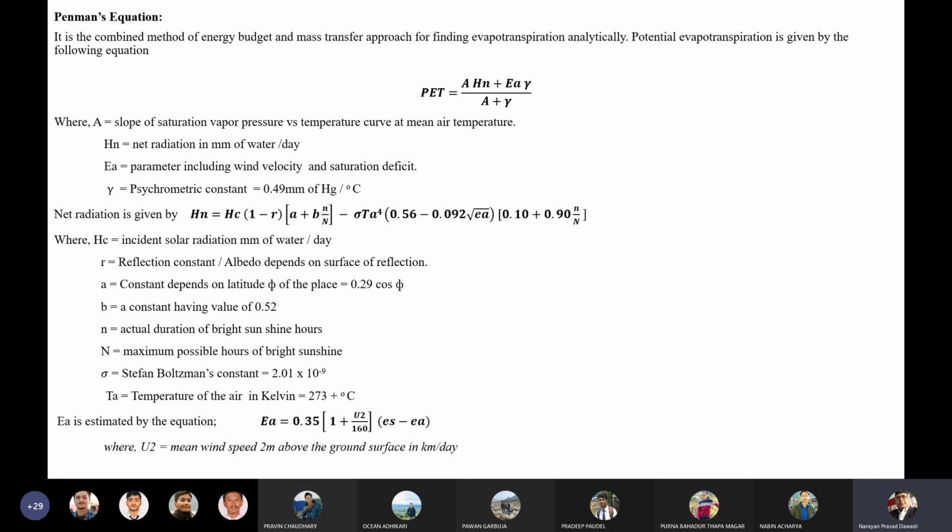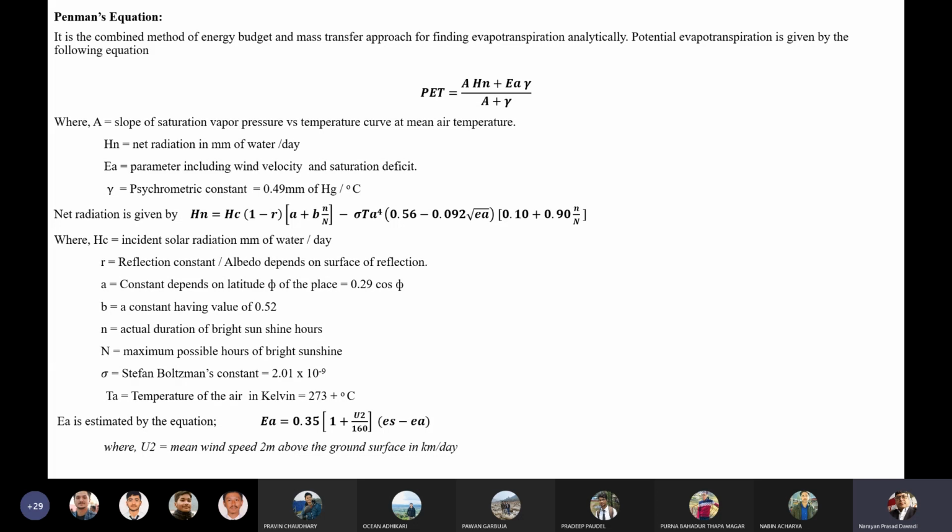At that time, I will not teach you this Penman's equation, because I am teaching it in hydrology engineering. That's why in the next semester I will not do the Penman's equation calculation and the Penman's equation numerical in irrigation engineering. Okay, it is the combined method of energy budget and mass transfer for finding the evapotranspiration analytically.